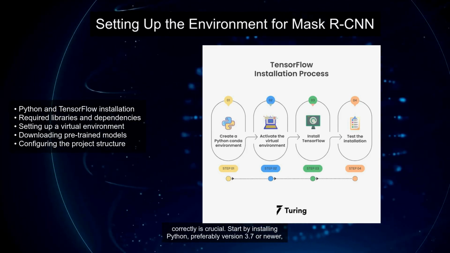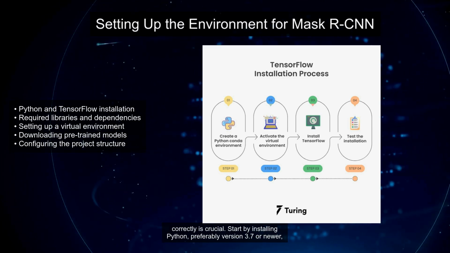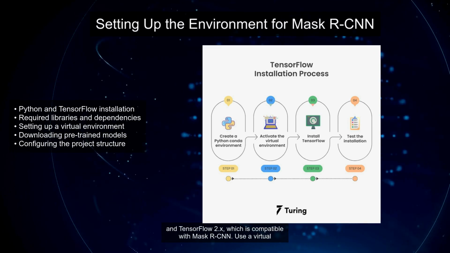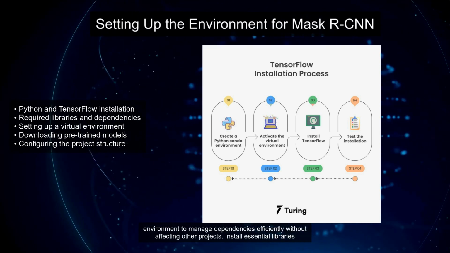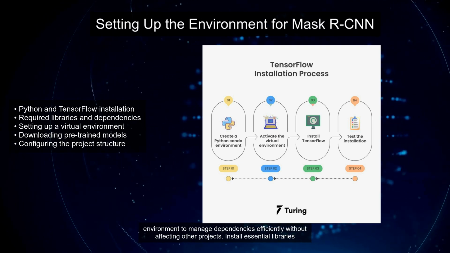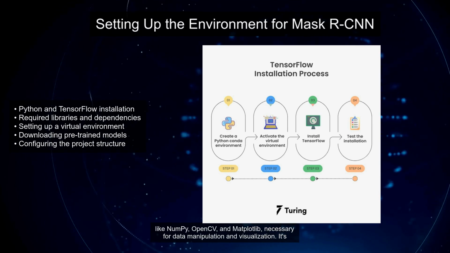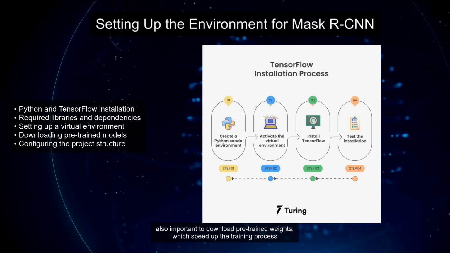Before diving into the implementation of Mask R-CNN, setting up your environment correctly is crucial. Start by installing Python, preferably version 3.7 or newer, and TensorFlow 2.x, which is compatible with Mask R-CNN. Use a virtual environment to manage dependencies efficiently without affecting other projects. Install essential libraries like NumPy, OpenCV, and Matplotlib, necessary for data manipulation and visualization.